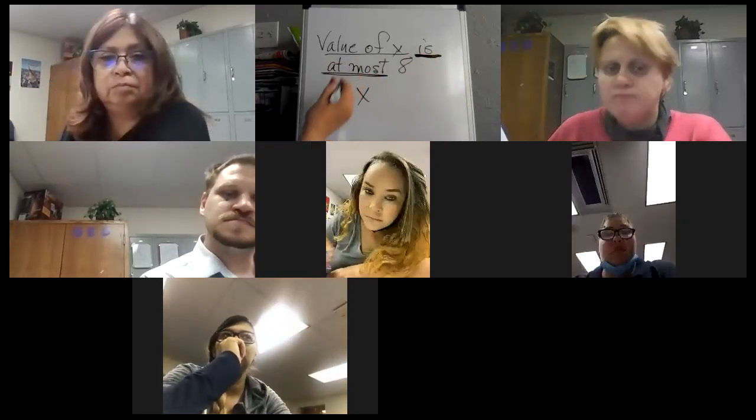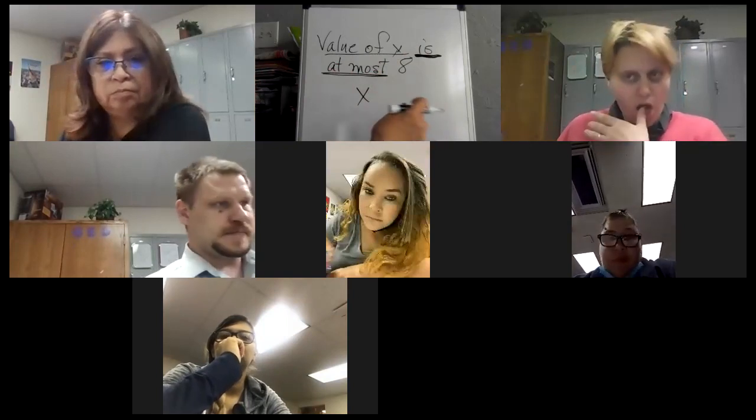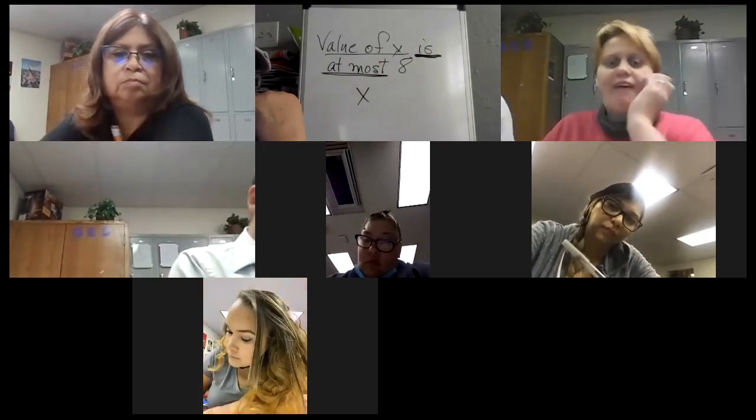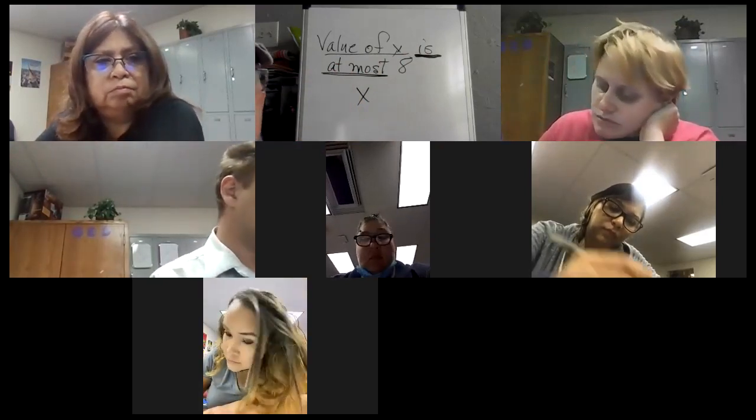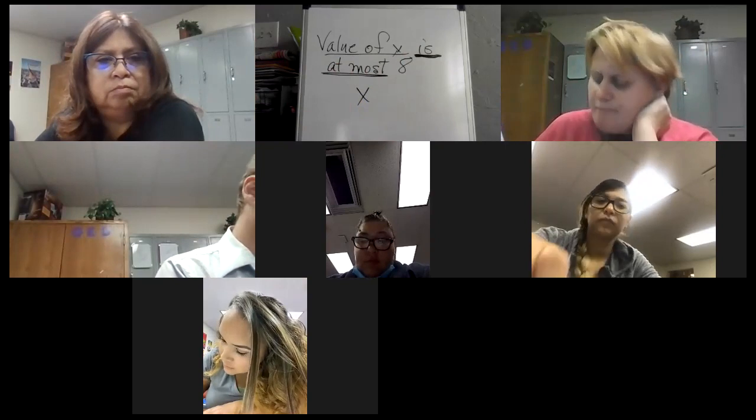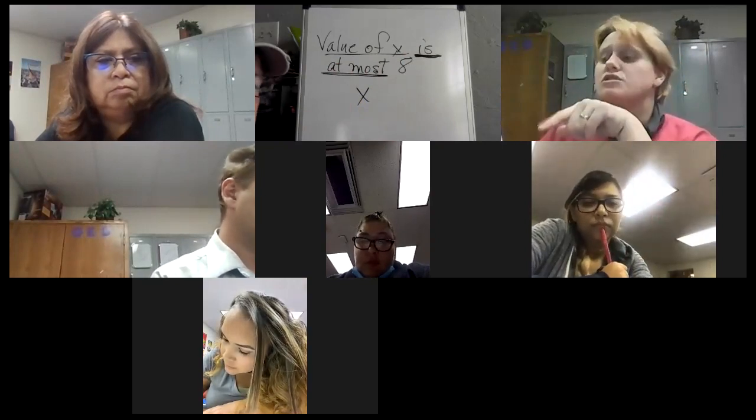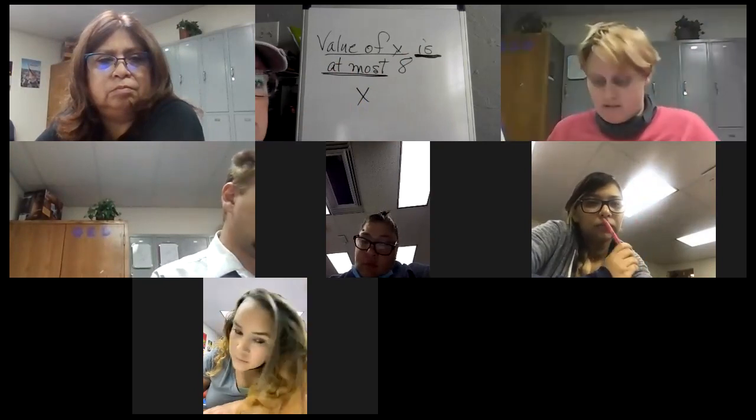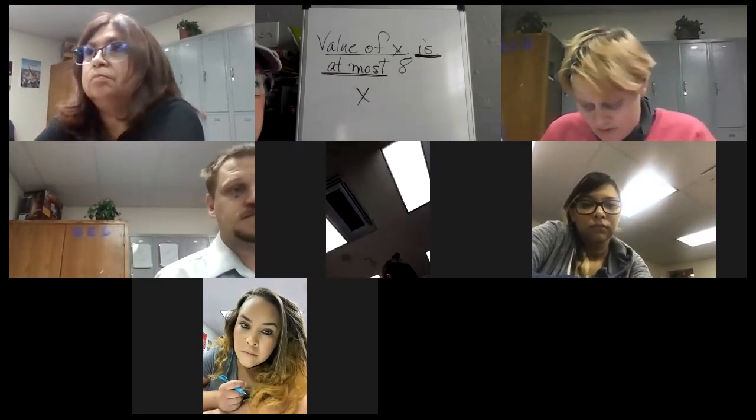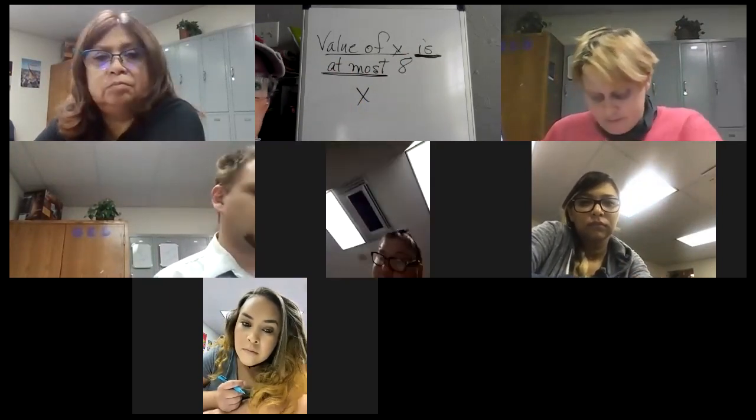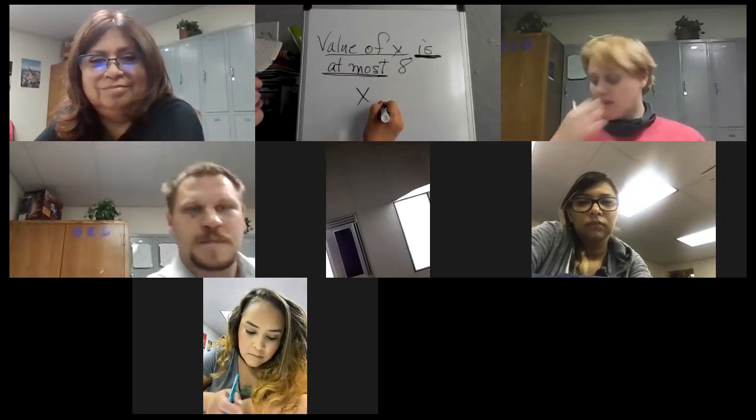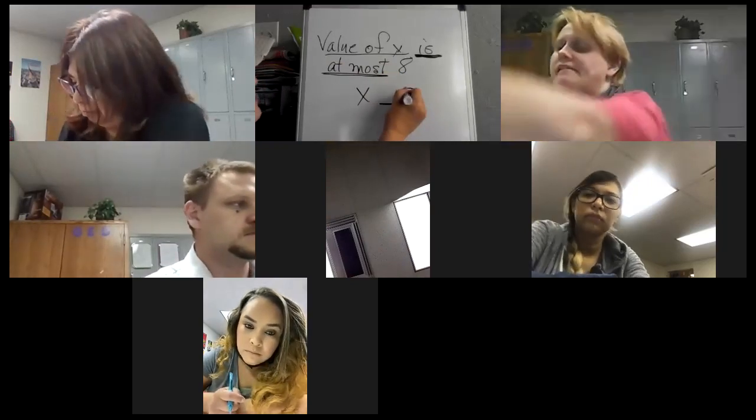Okay, so if it says at most or at least or anything like that, it's talking about an inequality. So we've got to stop and think about that. Okay, is at most 8. So if you tell somebody, I have at most 8 cookies, do I have 8 cookies? Yes, I do. At most 8. So I know it's equal to 8.